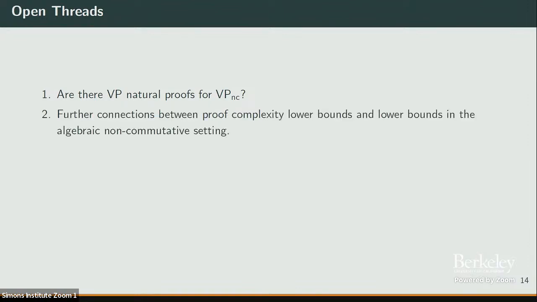And are there any connections between proof complexity lower bounds and lower bounds in the non-commutative setting? We know that there are in the commutative setting. The only one I know of is this non-commutative IPS, which doesn't lead to anything because we already know formula lower bounds here. But are there any more?